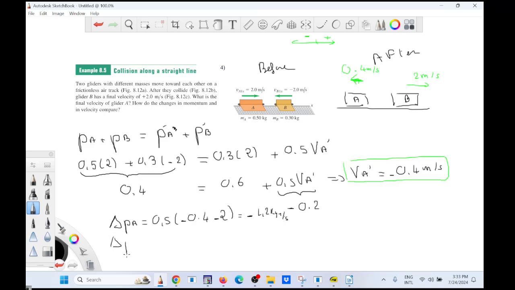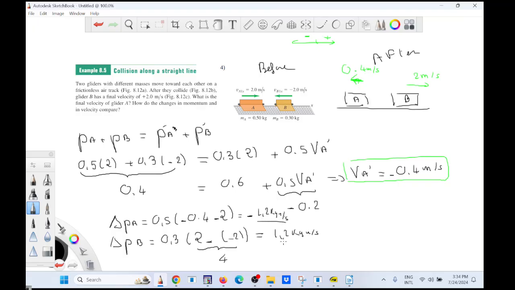And change in momentum for B equals 0.3. The final speed is 2, minus initial speed, which is -2. I have to be careful here, because that's going to be 4. So that's going to be also 1.2.